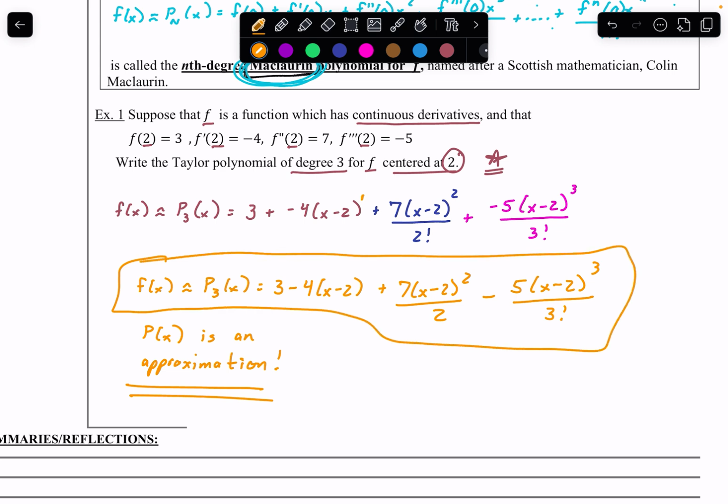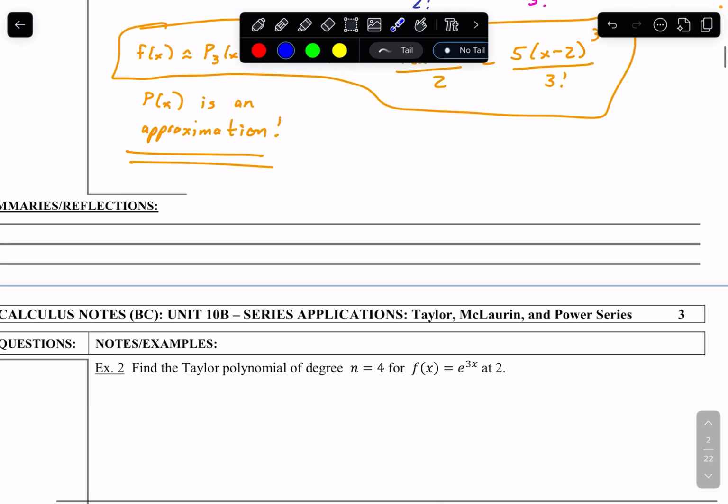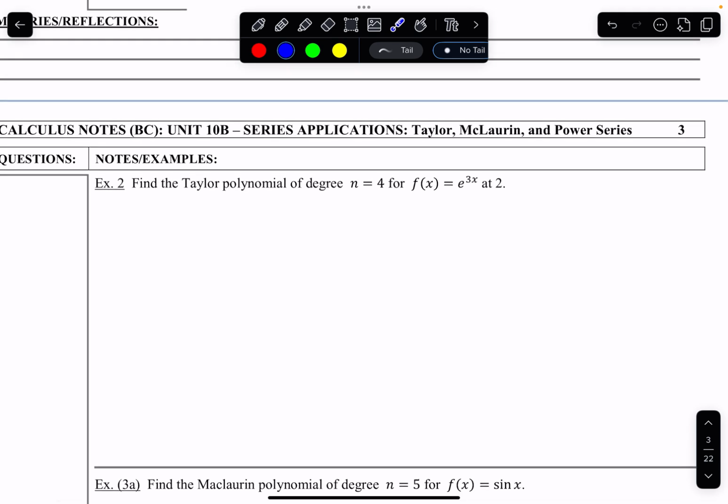Now, this is a scenario where they gave me the important information, but sometimes they don't. Sometimes you have to build these polynomials. So this is asking me to build a fourth degree Taylor polynomial for e to the 3x, okay, and it's centered at 2.